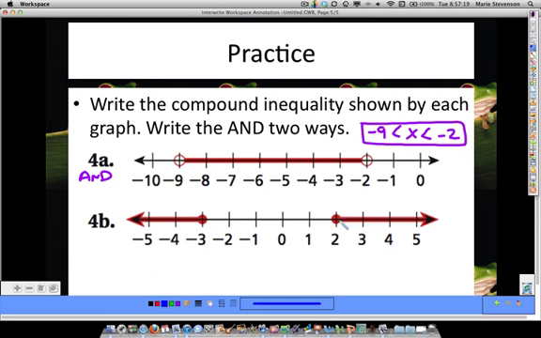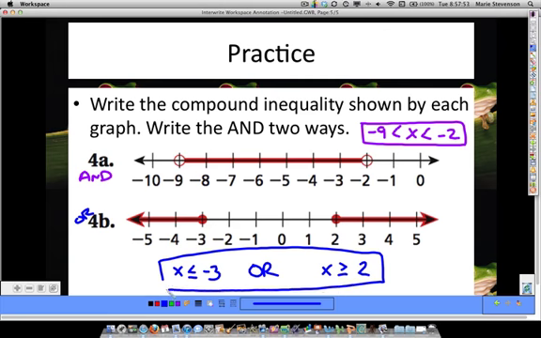Let's try B. These are opposite rays, so this is an OR. So I'm going to have OR in the middle. I have a lower bound and an upper bound. My lower bound, it's a closed circle, and it's everything less than or equal to -3. My upper bound is also a closed circle, but it's everything greater than or equal to +2. That's it. There you go.